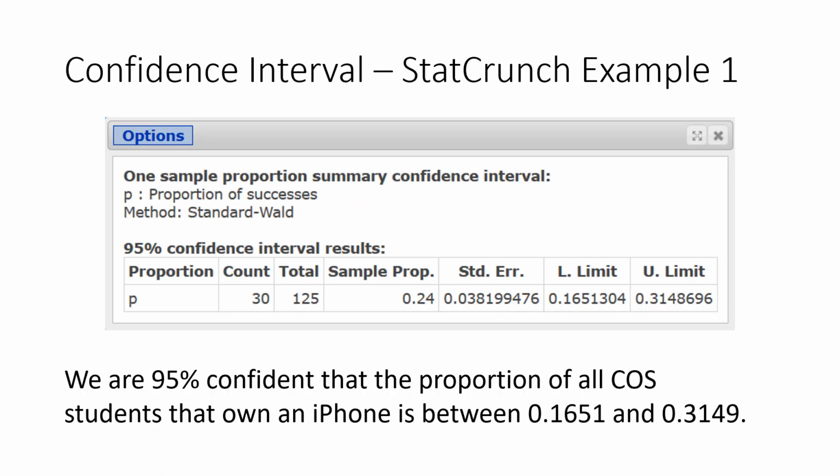Here are those results again. The lower limit, 0.1651, the upper limit, 0.3149. That tells us that we are 95% confident that the proportion of all COS students, not just these 125, that own an iPhone is between 0.1651 and 0.3149.